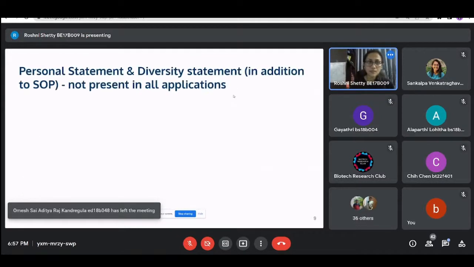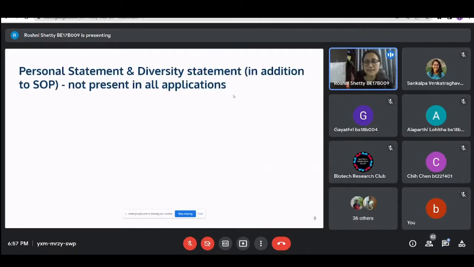So next is a personal statement and diversity statement. Sometimes some universities just require the SOP or research statement and do not have these other 2 statements, but sometimes they do appear in some of these applications. This is slightly different from your SOP or research statement, and I'll tell you how different they are.